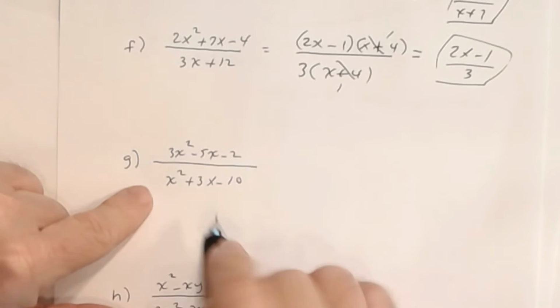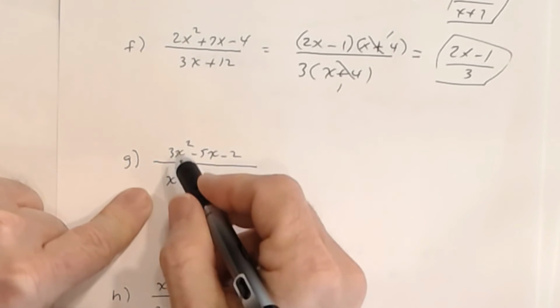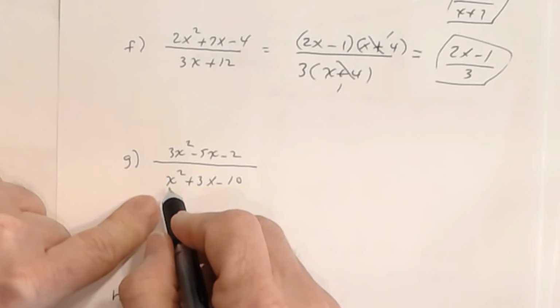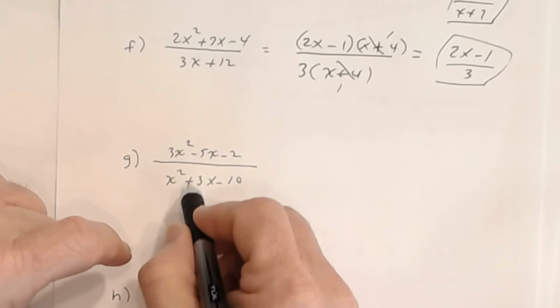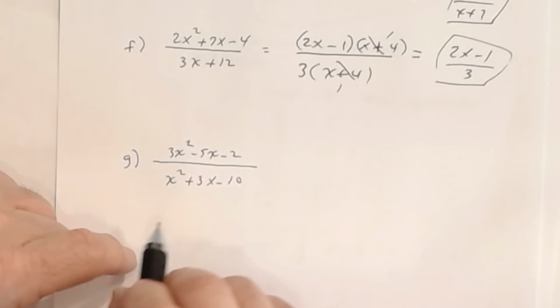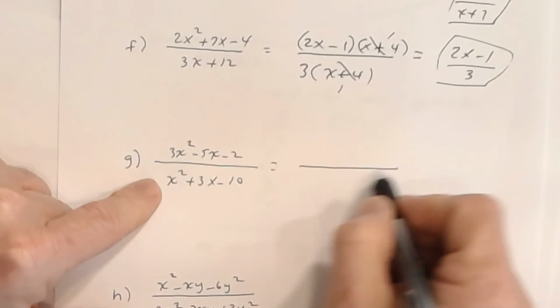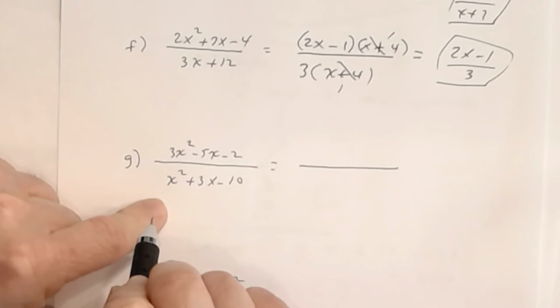Okay, letter G. Again, don't say I'm going to cross these x squareds out. You cannot, because those are not factors. Factors are separated by products. This is not a product right here. This is an addition. So you've got to factor first. So you've got to factor the numerator, factor the denominator.